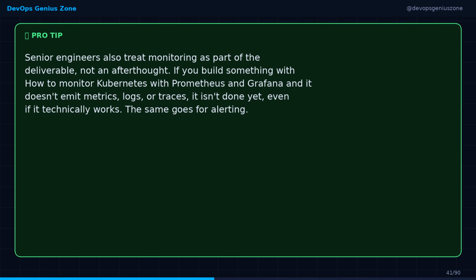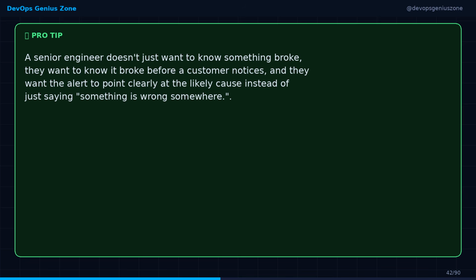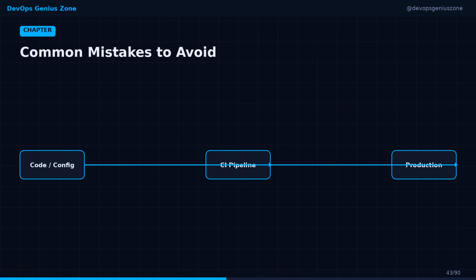The most common mistakes I see junior DevOps engineers make with how to monitor Kubernetes with Prometheus and Grafana are skipping the planning phase, ignoring security until the end, and not handling failures gracefully. Avoid these and you are already ahead of most candidates. For example, never leave sensitive credentials in plain text, even in internal repositories. Use a secret manager or vault solution from day one.